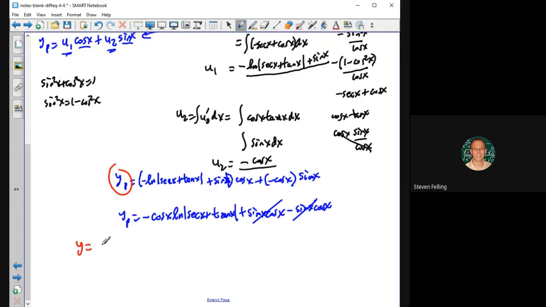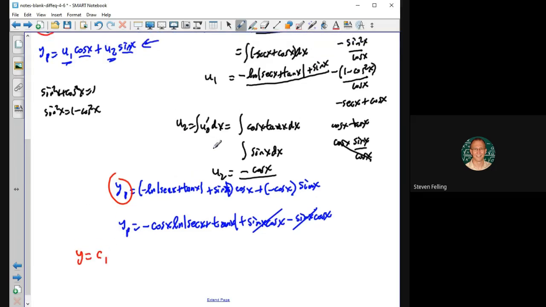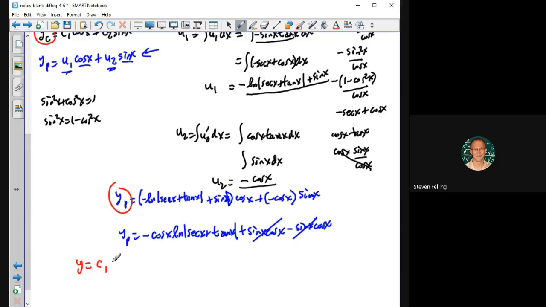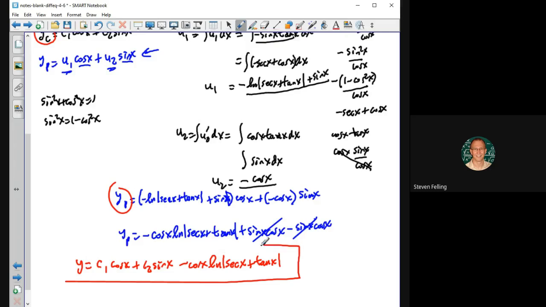Okay, so now I can write my general solution. My general solution is constant 1 times cosine x plus constant 2 times sine x plus my particular solution for the right-hand side being non-zero, which is minus cosine of x times the natural log of the absolute value of secant of x plus tangent of x. That's the final solution, general solution.